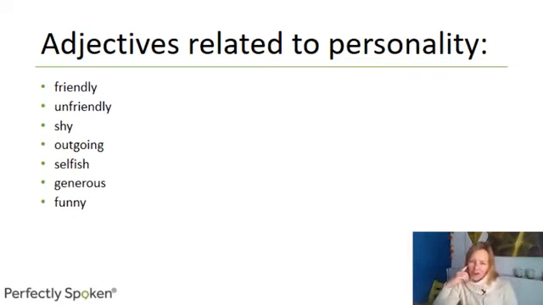And funny. Funny is when the person makes you laugh a lot. So, for example, my brother is very, very funny. My family, when we're together and my brother is there, we're always laughing because he's a very, very funny guy.